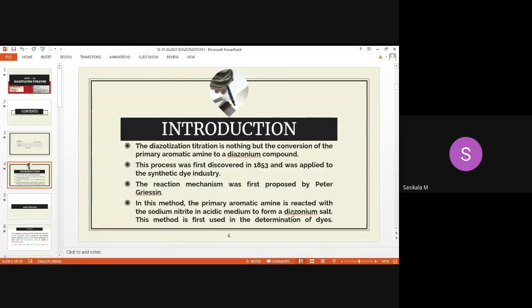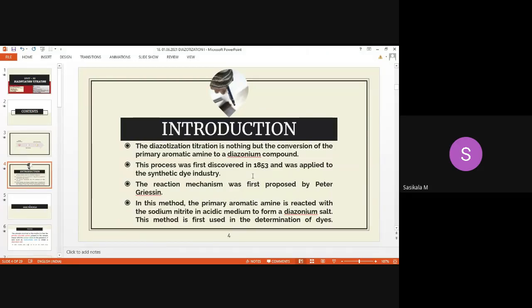So in what condition does it form a diazonium salt? In acidic medium, when it reacts with sodium nitrite. And this method was first used in the determination of dyes. This is the introduction to diazotization titration. A reaction is going to take place between a primary aromatic amine, at what condition? In acidic medium. And what reagent is it going to react with? Sodium nitrite. And what is going to form? Diazonium salt. And this is a dye. The diazonium is a dye that is going to form through this titration.